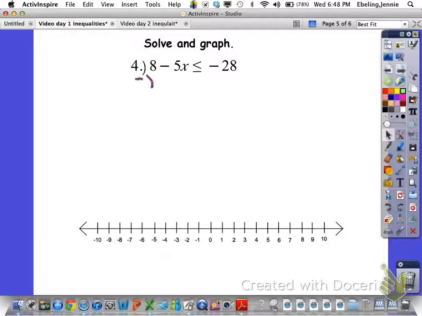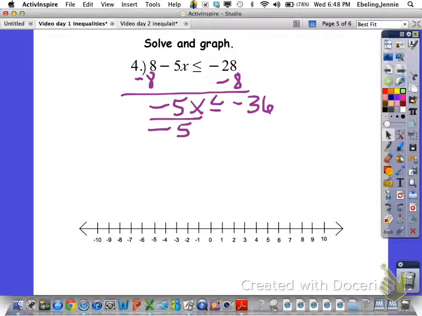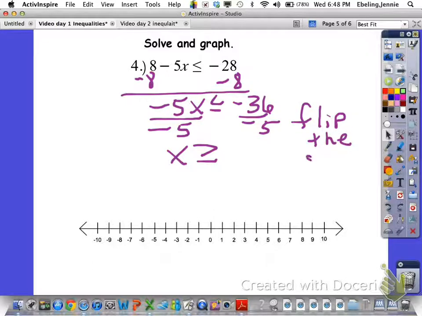I would subtract 8 first. I would have negative 5x is less than or equal to negative 36. Then I would divide both sides by negative 5. And then I would have x is greater than or equal to, because I have to flip the switch because I divided by a negative. And negative 36 divided by 5 would be negative 7 1/5.